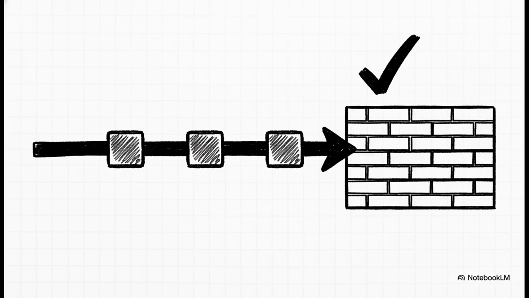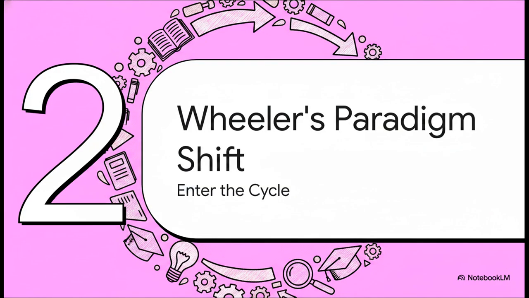You start at the beginning, you march through the steps, and you end with a final product. Check, just to see if the learners actually learned the thing. And then, you just stop. The curriculum is treated as a finalized, one-and-done task. But as we've already established, education doesn't just stop. Which brings us to Section 2, Wheeler's paradigm shift.